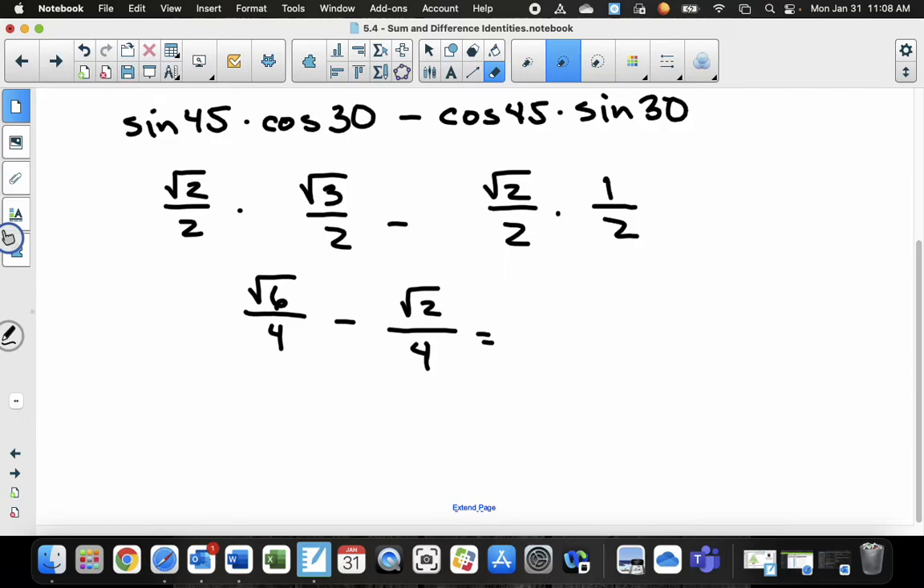And now if you notice, you already have a common denominator, so I can put those two together as one. Here's a second reminder about radicals. Whenever you're adding or subtracting radicals, they act just like variables. You can't combine them unless they're exactly the same. So in this case, the only thing I can do is write it as the square root of 6 minus the square root of 2 all over 4.